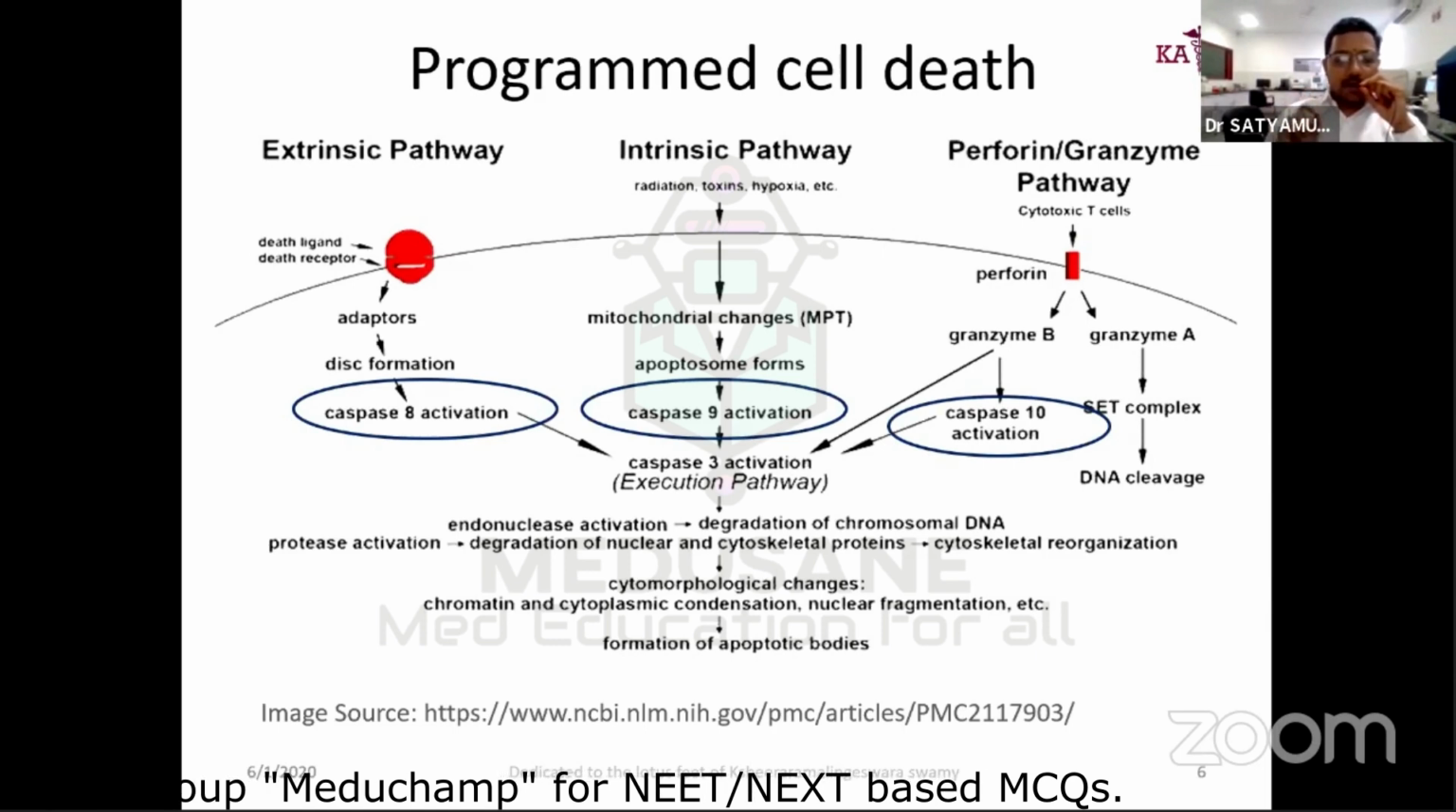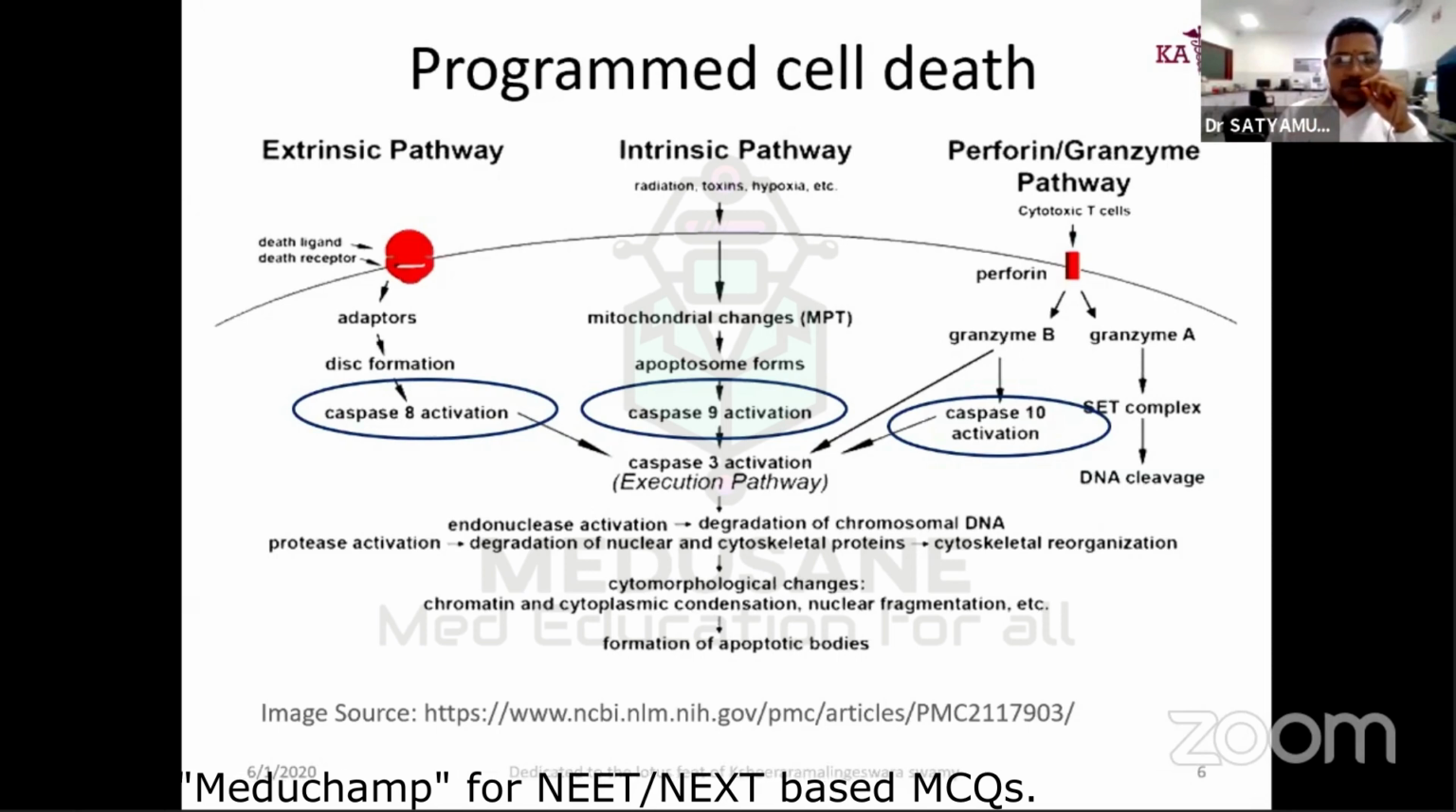At an undergraduate level in the first year, you should know three important things. One is how many pathways there are: extrinsic, intrinsic, and granzyme pathway. Some books don't give you the granzyme pathway, but it is important. And the second thing, what organelle is executing this programmed cell death? It is mitochondria. Mitochondria is the key player of programmed cell death. No mitochondria, no programmed cell death.